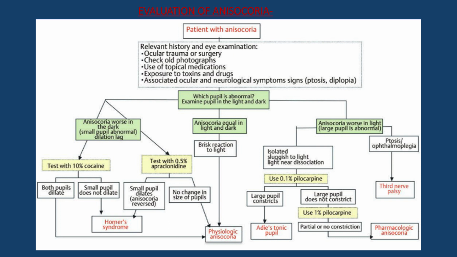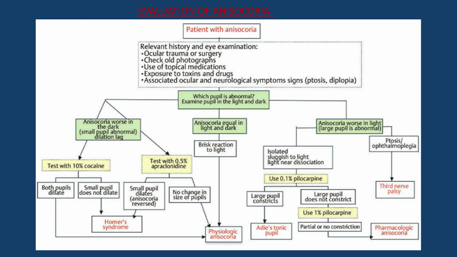If anisocoria is equal in light and dark, and there is brisk reaction to light, then it is physiological anisocoria. If anisocoria is worse in dark, test with 10% cocaine. If both the pupils dilate, then it is physiological anisocoria. If small pupil does not dilate, then it is Horner syndrome, and further test with 0.5% apraclonidine. If small pupil dilates, then it is Horner syndrome. If there is no change in the size of the pupil, then it is physiological anisocoria.